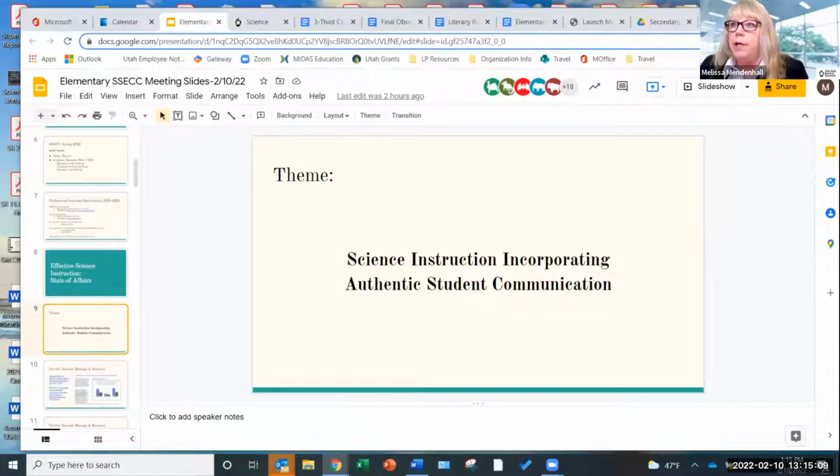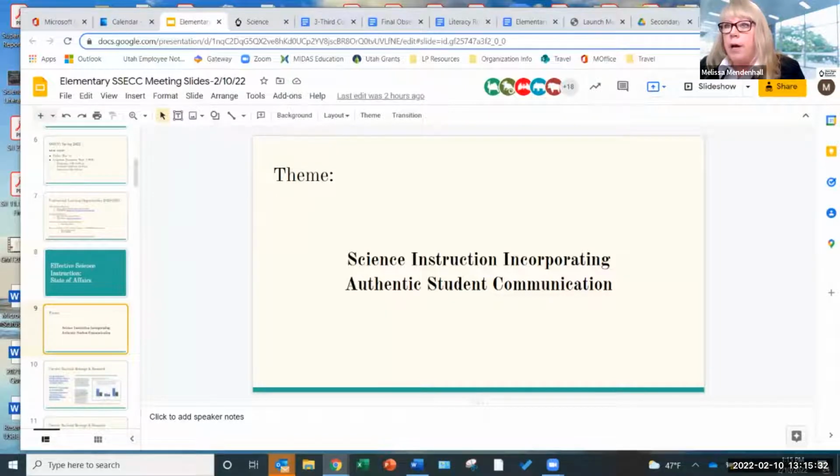The theme for today, picked by our committee, is science instruction incorporating authentic science communication. Now, we chose not to use the word literacy because we did not want this to be confused with phonics. We're not talking about phonics here. So we realize, especially our K-3 elementary students need explicit phonics instruction. This isn't what we're talking about. We're talking about how do we authentically speak and listen, read and write in science. Those are authentic literacy skills that are part of the ELA standards, help support that in our science instruction.